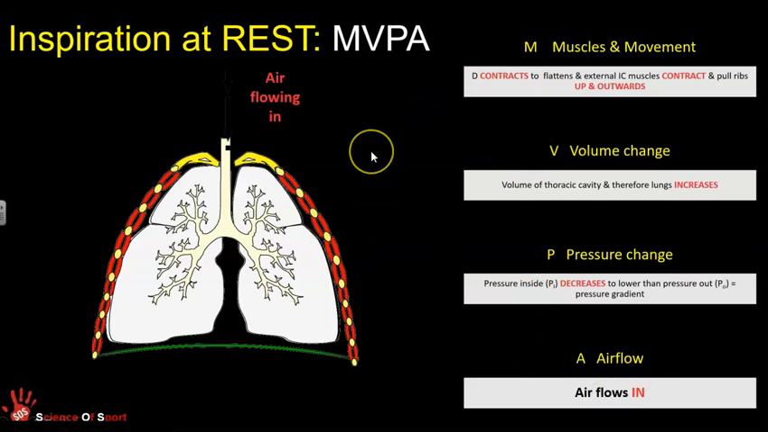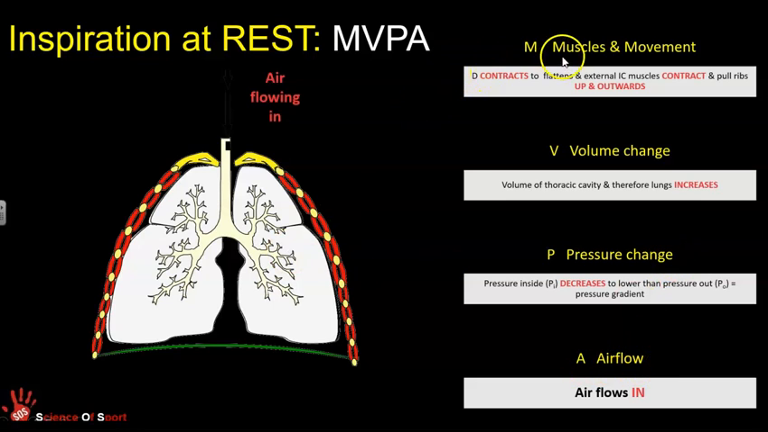MVPA. We're looking, first of all, at how we breathe in, how we move air from our external environment, from the atmosphere, into our internal environment, into our lungs. So we're looking at airflow in. This is the acronym: muscles and movement in that order, volume change, pressure change, and therefore airflow.